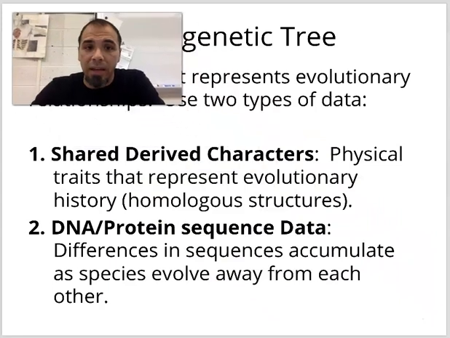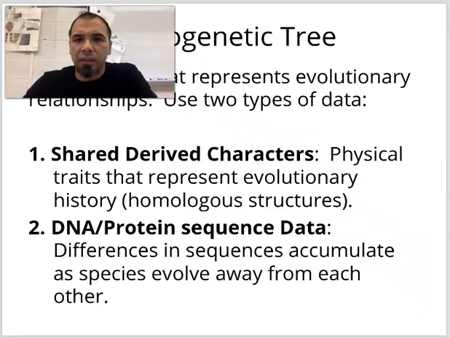You look at 2 types of data. Shared derived characteristics, such things like feathers. So if you were given something like feathers, you would indicate those are all birds, right? Scales could be reptiles. Things with a vertebrae could be pretty much anything that's a vertebrate. You can also look at DNA and protein sequence. When we look at phylogenetic trees, DNA protein sequence data is much more accurate than a shared derived character. So often those shared derived characters are also homologous structures.